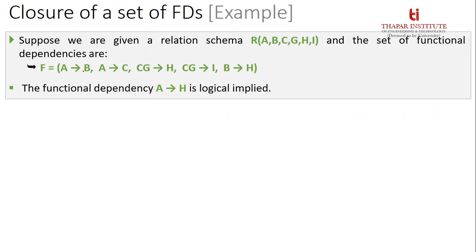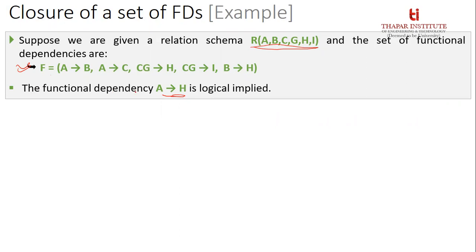This is a question, an exercise. Suppose we are given a relation schema R(A, B, C, G, H, I), and a set of functional dependencies is given here. Now, is the functional dependency A determines H logically implied? Yes or no? Can we infer this dependency from the given set F?